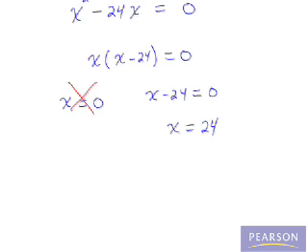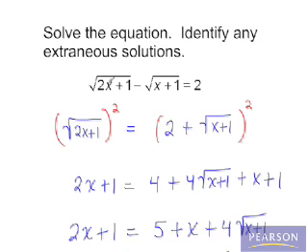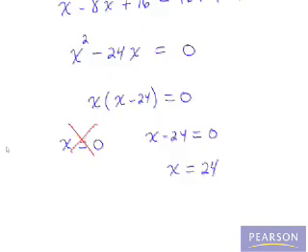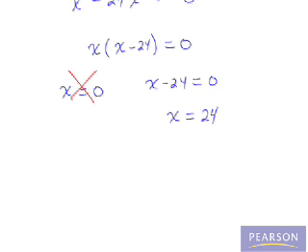Now we must test 24, substituting 24. 2 times 24 is 48. 48 plus 1 is 49, and the square root of 49 is 7. Again, letting x be 24, 24 plus 1 is 25. The square root of 25 is 5, and 7 minus 5 does equal 2. So x equals 24 is our only solution.